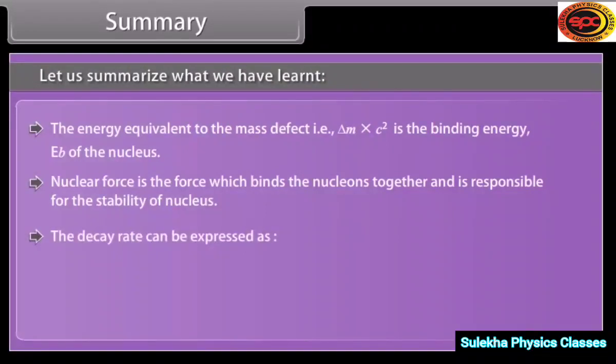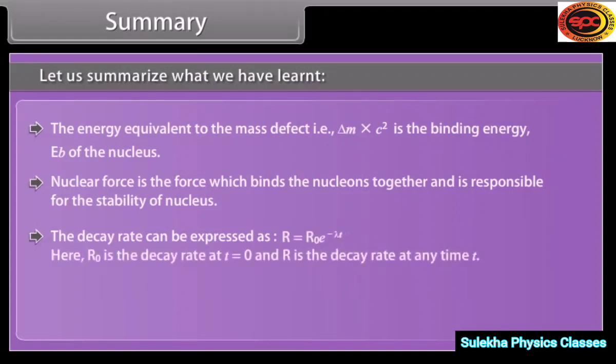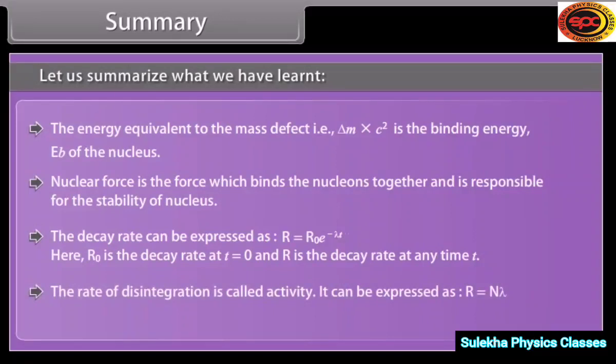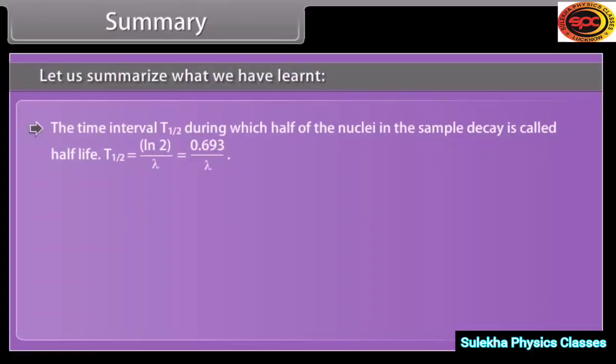The decay rate can be expressed as R = R0 e^(-λt). Here, R0 is the decay rate at t equal to 0, and R is the decay rate at any time t. The rate of disintegration is called activity. It can be expressed as shown. The SI unit for activity is becquerel. The time interval T-half, during which half of the nuclei in the sample decay, is called half-life.